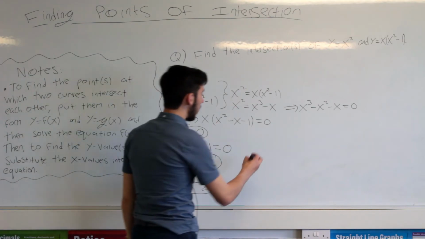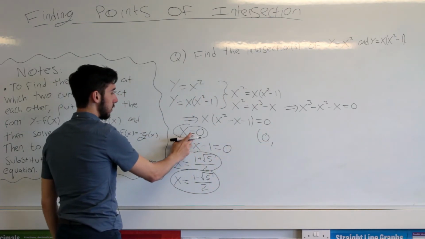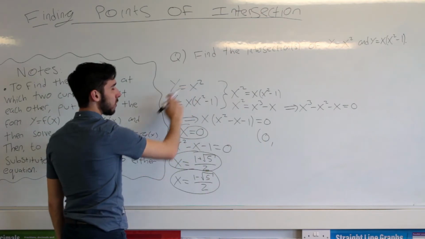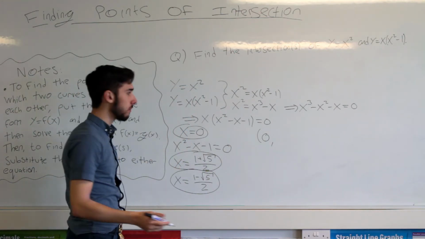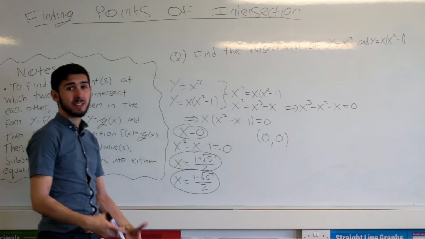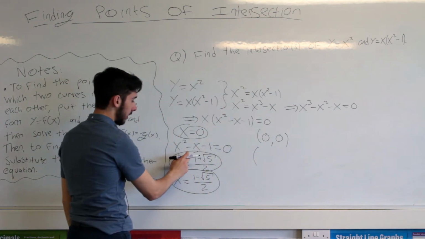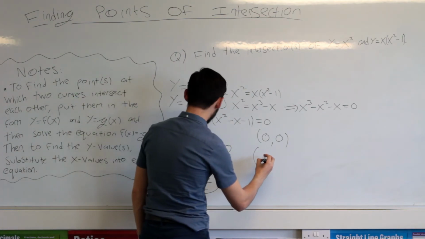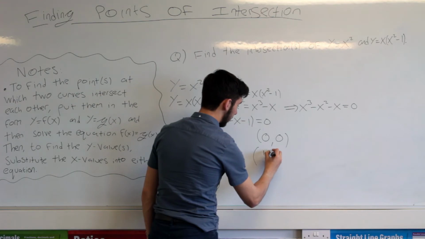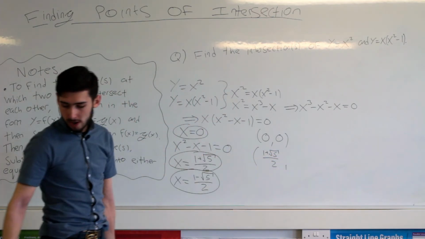Okay. So one coordinate is going to be 0 because this is our x equals 0. 0 squared, what's 0 squared? It's just 0. So one coordinate is 0, 0. So these guys intersect each other at the origin. Okay. Another one is going to be, let's use this guy, it's going to be 1 plus root 5 over 2. And then we need to square that.